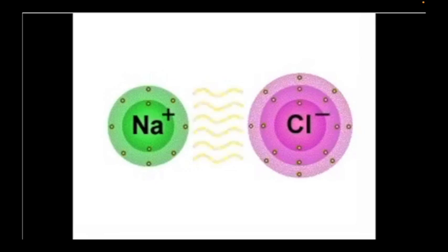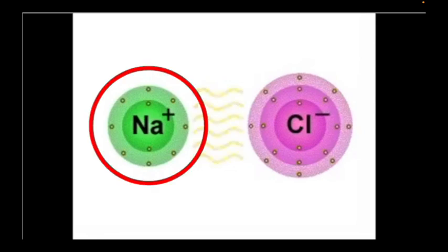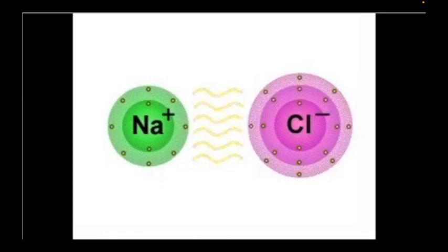Now one interesting thing happened here. Sodium becomes smaller after losing an electron because its outer shell goes off. Chlorine remains almost the same size because it has gained one electron and completed its outermost shell.